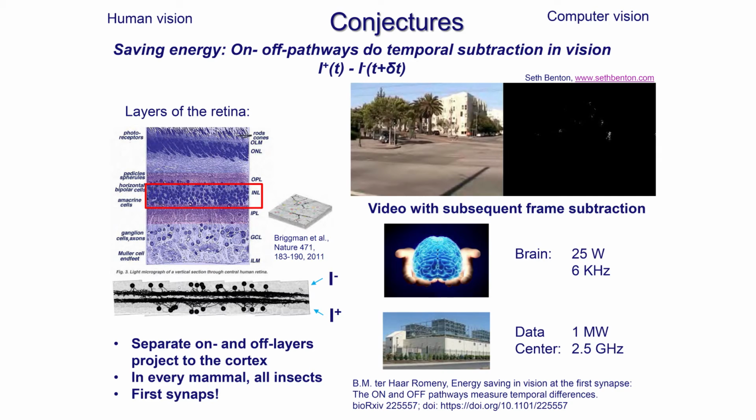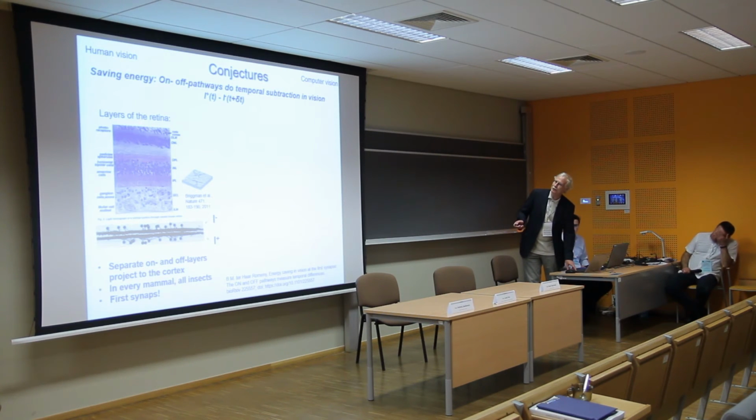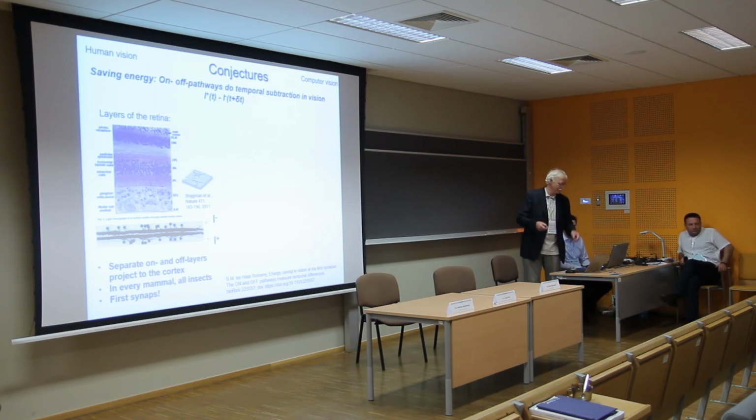I have some conjectures, my last 3 slides. I think the brain is far more intelligent than we know so far. If you look at the retina here, you see a couple of layers, especially this one, the internuclear layer. It has 2 layers, and they measure the positive intensity and the negative intensity. You say, hey, why should that be? Why should we measure positive and negative intensity? Because if you add them, you get 0.